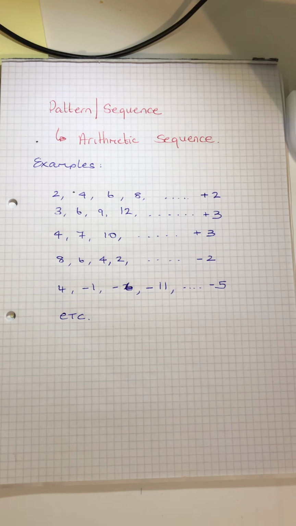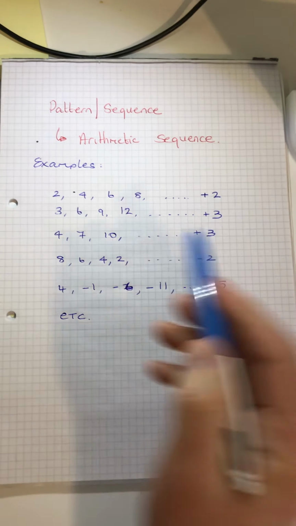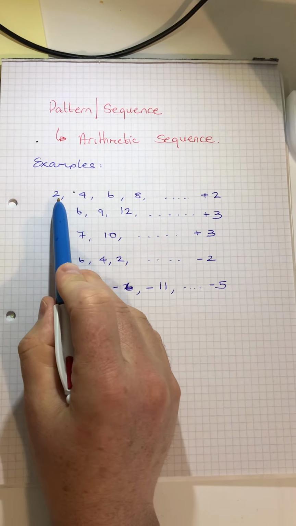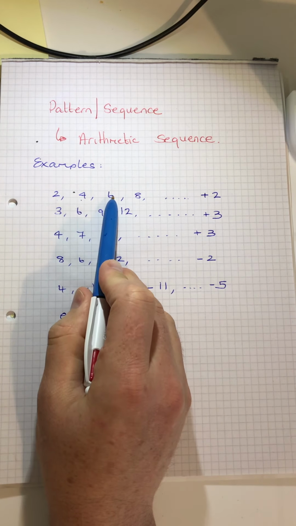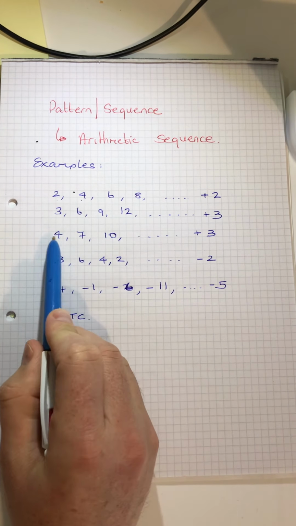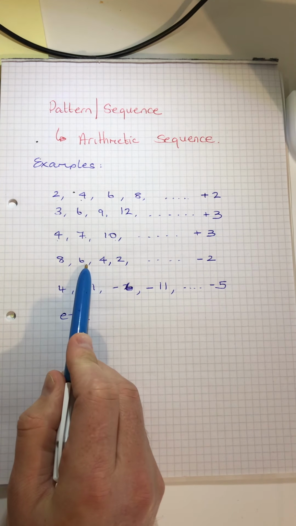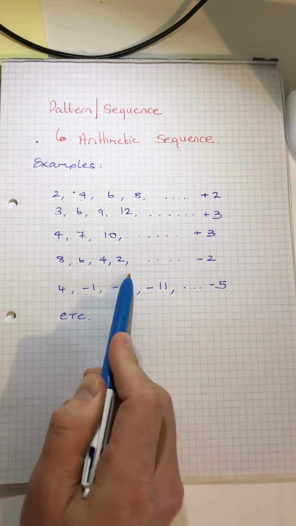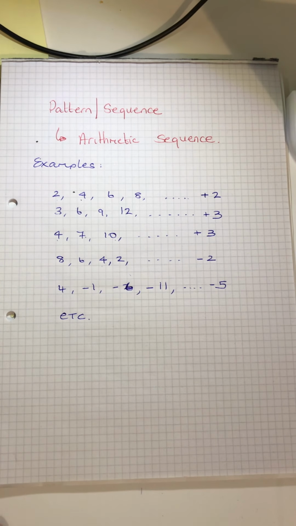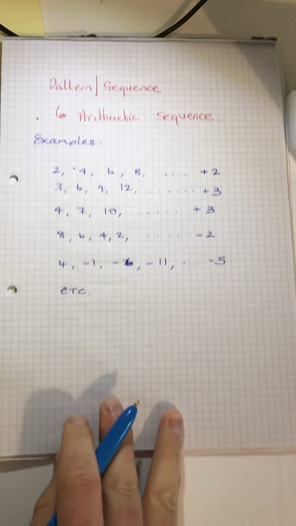So once we're doing the same thing every time, okay, so this one, 2 plus 2 is 4, plus 2 is 6, plus 2 is 8, 4 plus 3 is 7, plus 3 is 10, 8 take 2 is 6, take 2 is 4, etc, etc. Okay, so they are examples of arithmetic sequence.